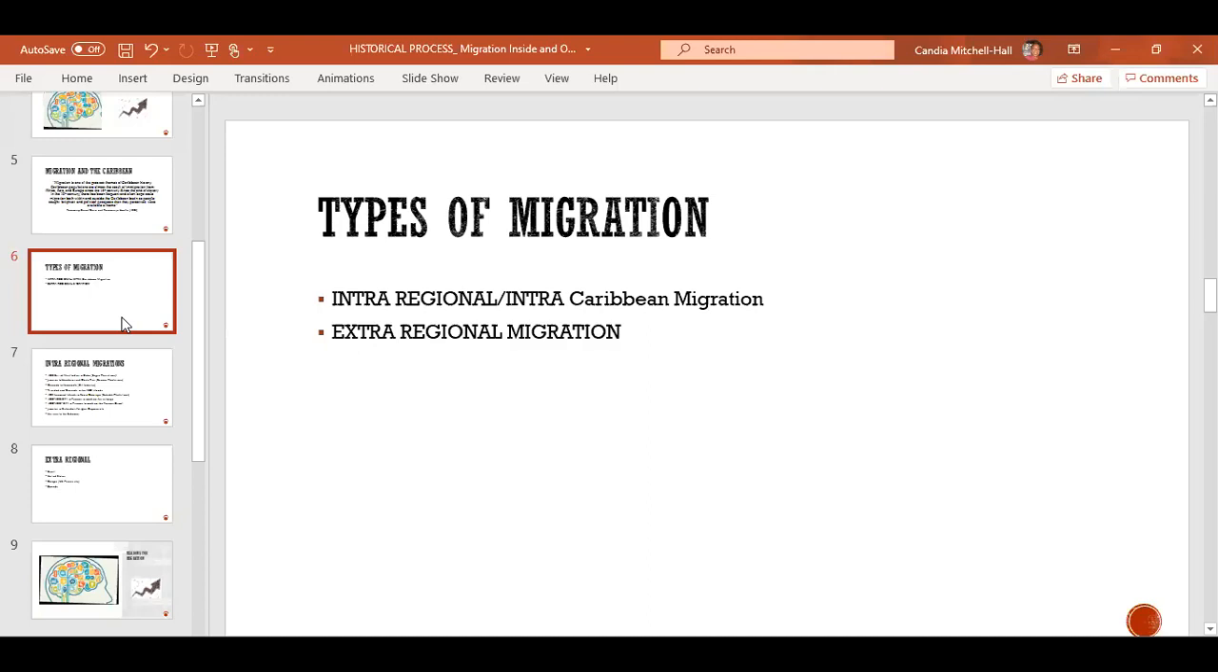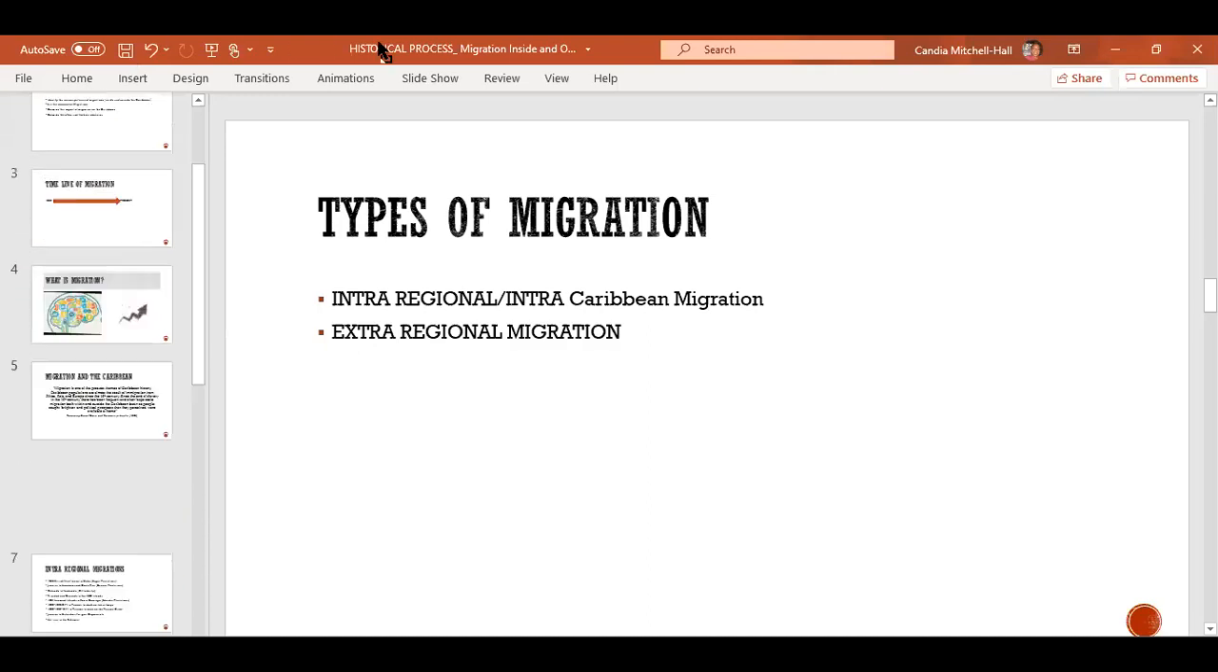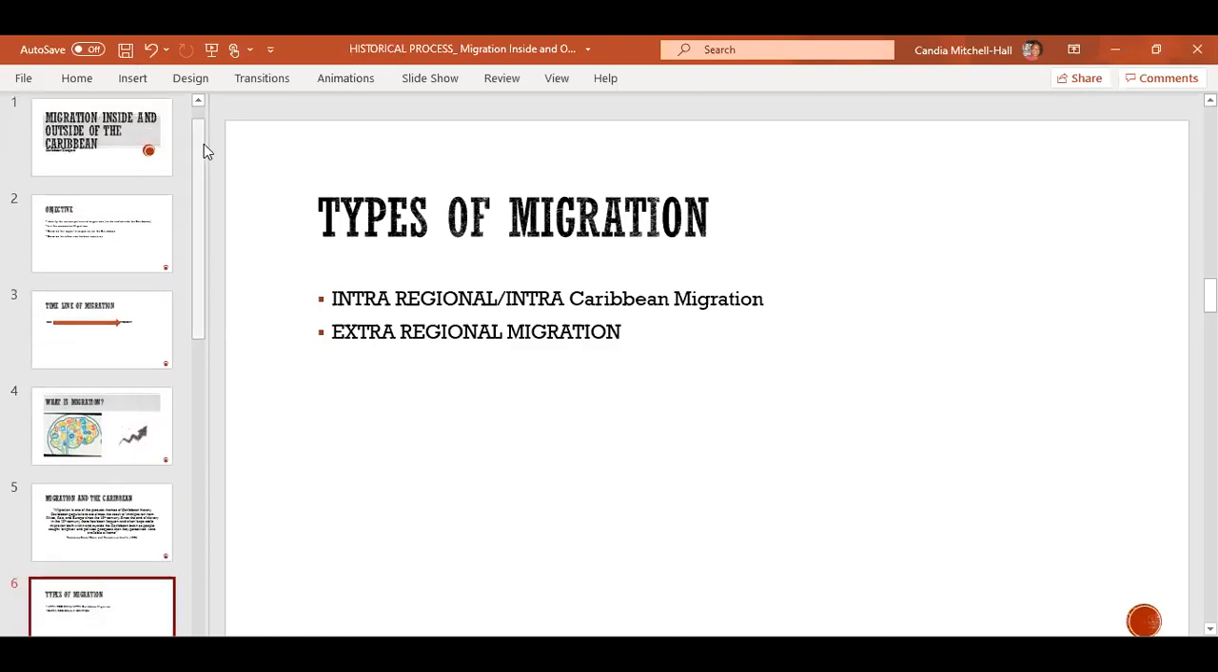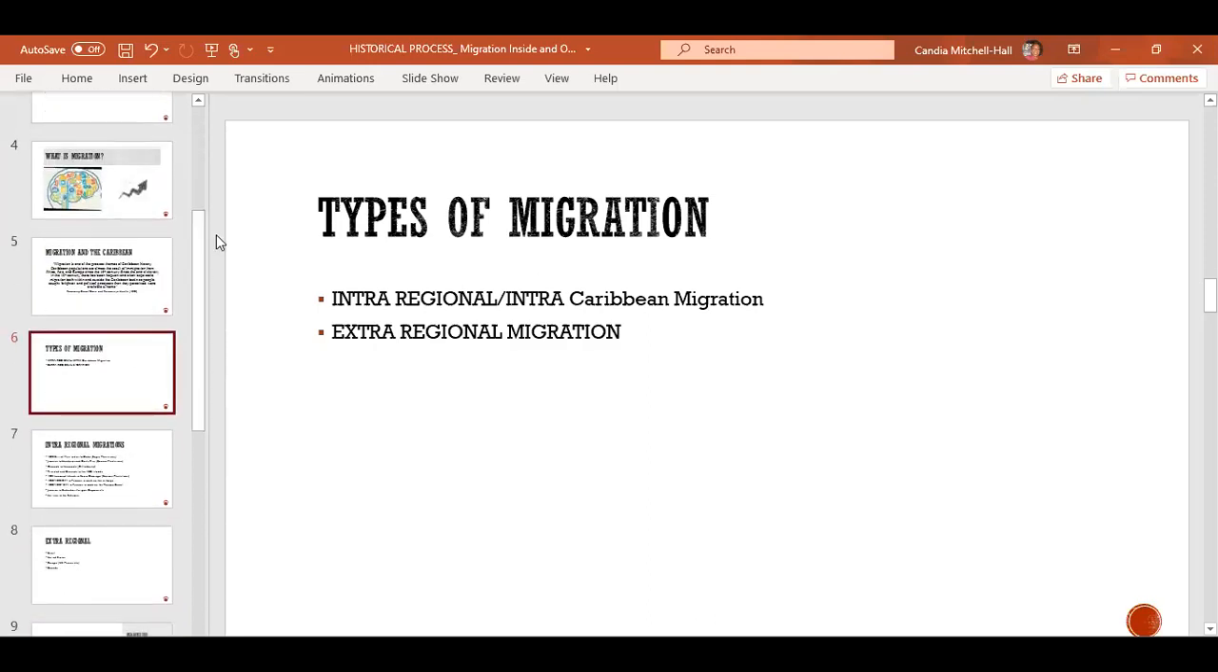Now, the other thing is that when we're looking at intraregional migration, it also incorporates places in Central America, like Costa Rica, Panama, Honduras, those territories in Central America. They usually graft them within the concept of intraregional migration.